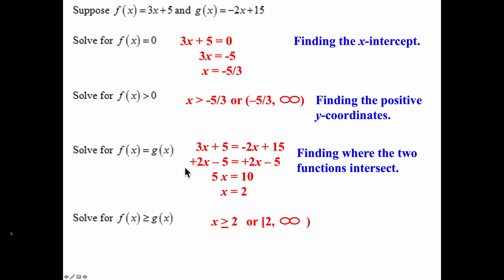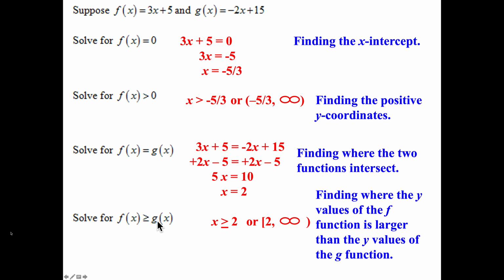Setting two functions equal together finds out where the two graphs will intersect. They intersect at the x value of 2. And down here with the inequality symbol, that just means we're looking for all the y coordinates of the f function to be bigger than the y coordinates of the g function.